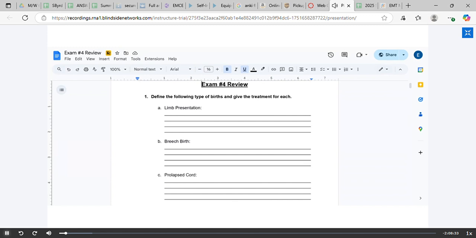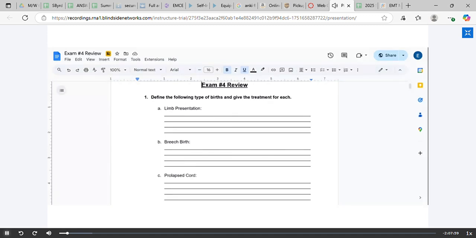Our treatment is to elevate the mom's hips, so elevate her pelvis. We need to cover that limb with a moist dressing because we don't want it to dry out. And we need to give our patient high flow O2. So give your patient high flow O2, elevate her hips, and cover that limb with moist dressing. We don't want her to push if at all possible, and it's going to be a rapid transport to the hospital.